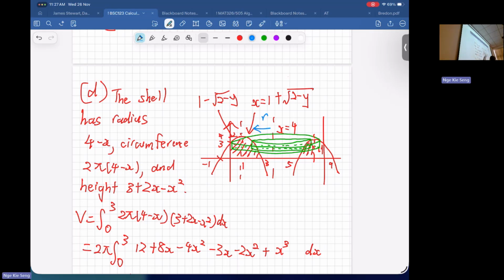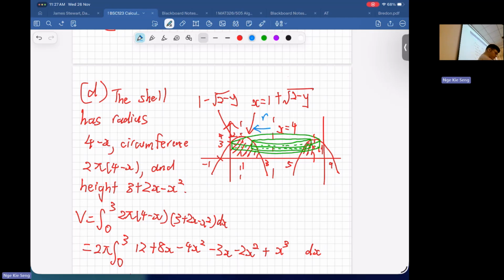So for example, if this part was the radius, you need to take 4 minus 0. For example, if this part was the radius, you need to take 4 minus 3 to get the radius. So it's 4 minus x. And then the 5 is just following your function. So this is the tricky part for this question.